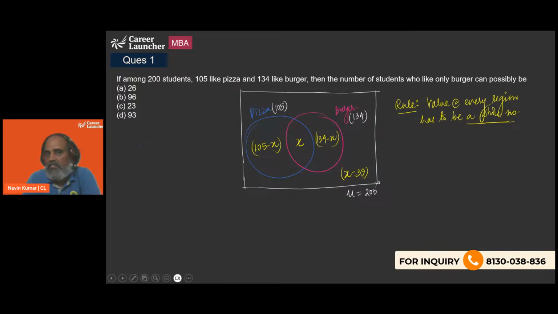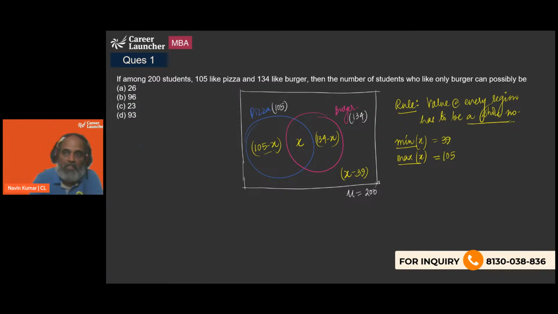Basically, I cannot take x as 0, because if I take x as 0, then x minus 39 will become negative. So the minimum value of x that we can have is 39. We cannot go lower than that, otherwise x minus 39 will become negative, right? And the largest value of x, the max of x, is 105, because the moment I make it more than 105, the only pizza region will become negative. So x can take all these values.